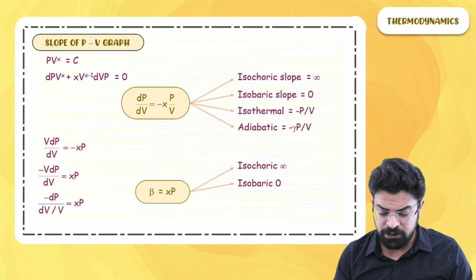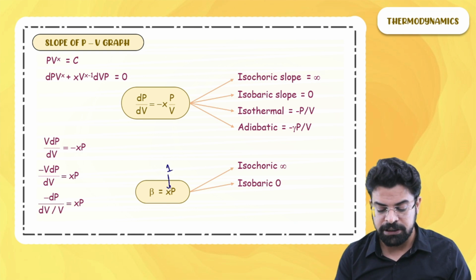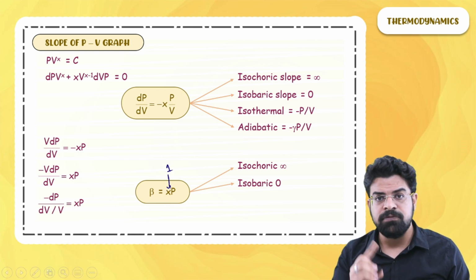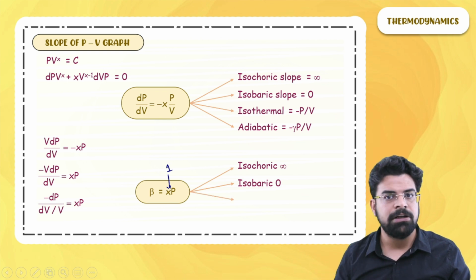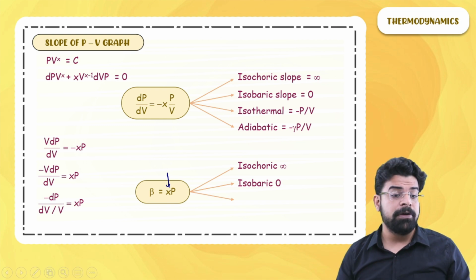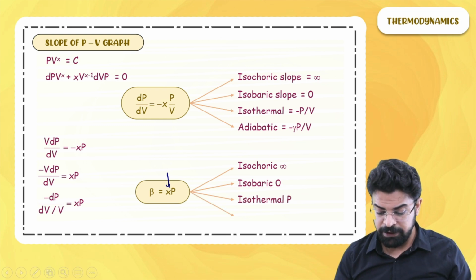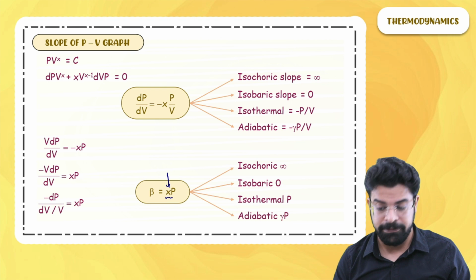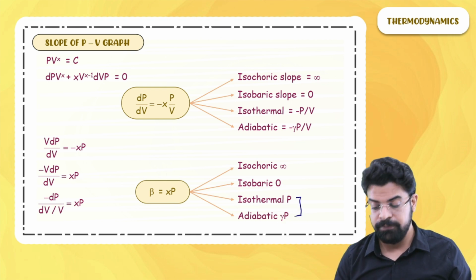And for isothermal process, polytropic coefficient is 1. So the bulk modulus is 1 times P, which is nothing but the pressure. And for the last one, adiabatic process, the polytropic coefficient is gamma. So we get the bulk modulus to be gamma P. Okay, so you need to remember this. We will use this somewhere in sound.